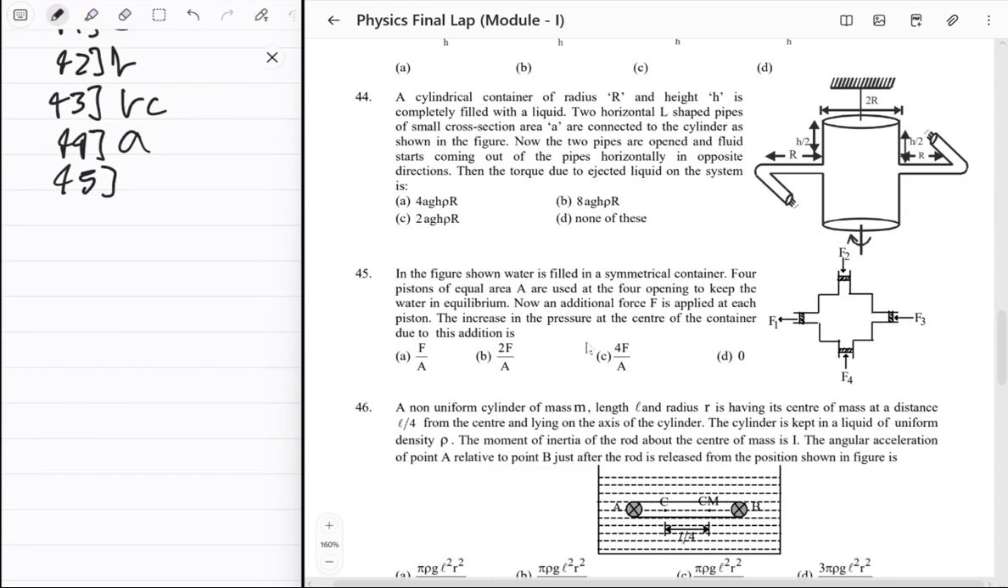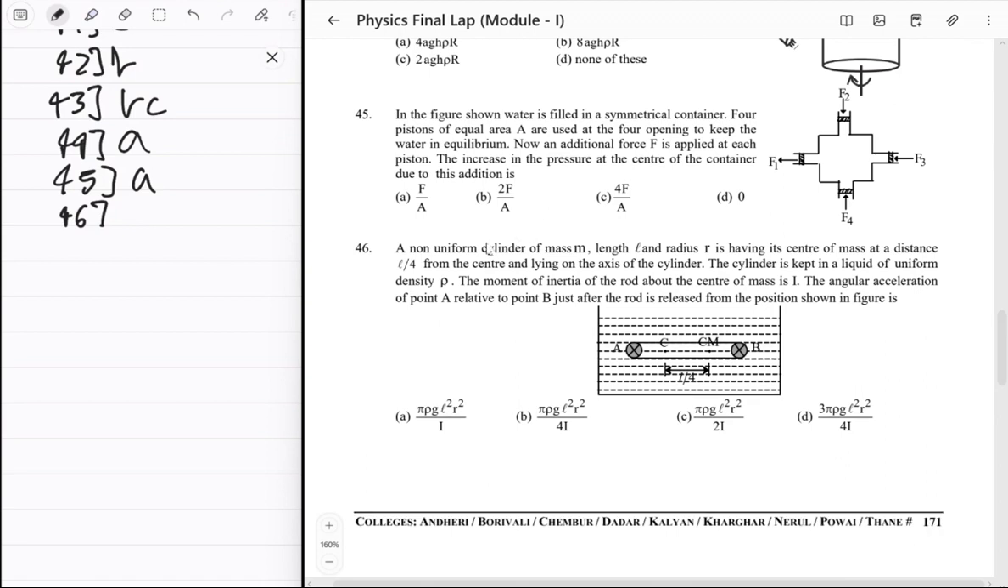In the figure shown, water is filled in a symmetrical container. 4 pistons of equal area A are used at the 4 openings to keep the water in equilibrium. Now, an additional force F is applied at each piston. They're saying equal area, yes? Water is filled in a symmetrical container. Okay. Now, additional force F is applied at each piston. The increase in the pressure at the center of the container due to the force is, of course, just F upon A. What's the big deal? So A is the answer. What do you call that? Pascal's law. Yeah. Okay. Pressure is omnipresent. Next. Omnidirectional, probably.